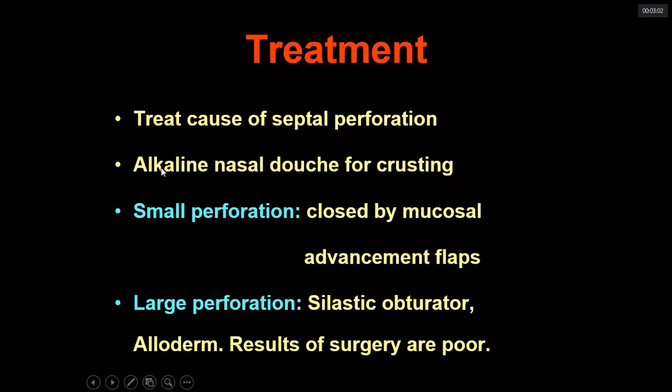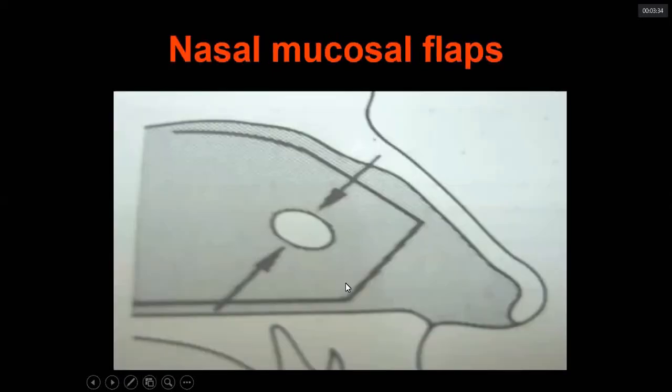And always in nasal conditions, what we do is alkaline nasal douching, right? So the crusts are removed by nasal douching. And if the perforation is small, then it is closed by flaps, a mucosal advancement flap. I'll tell you what it is later. And if it is large, then there is little that we can do, or we can use a Silastic obturator. If surgeries are done, the results are not very good. So an obturator or something to cover the perforation is very useful.